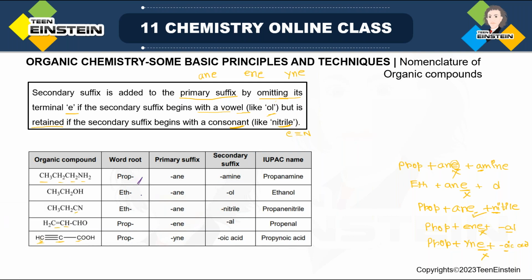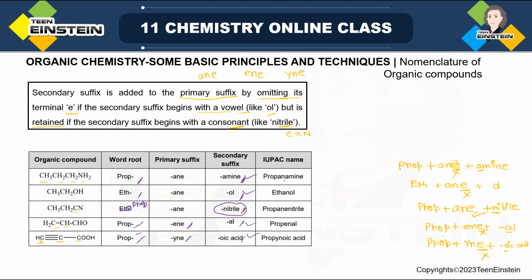Prop, it will be prop. So all these 3 are prop-an. The last 4th one is prop-yne. This one is amine, then all, then nitrile. This is L. So this one is only where it is consonant. Rest of these, they are vowel.